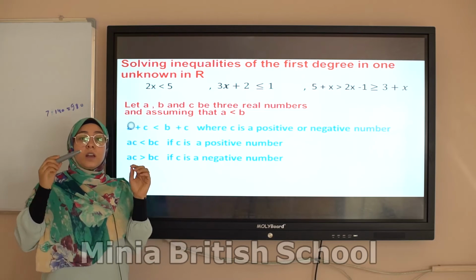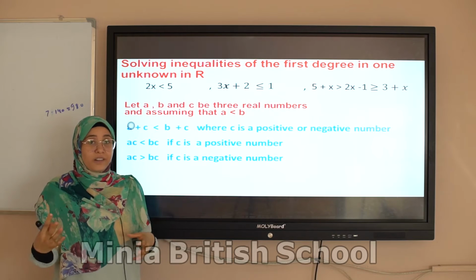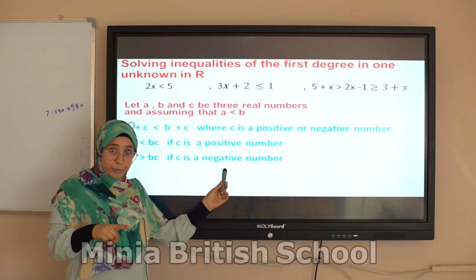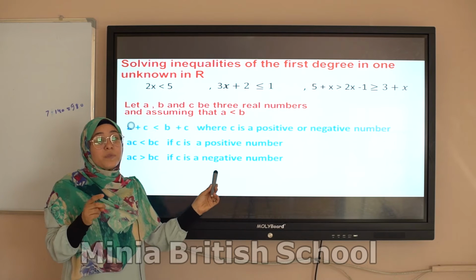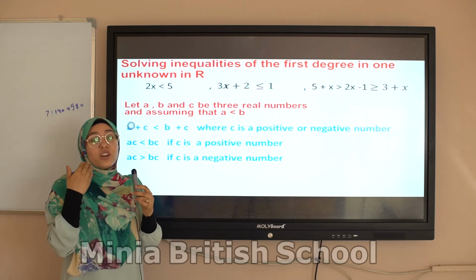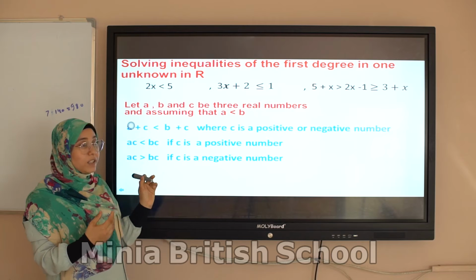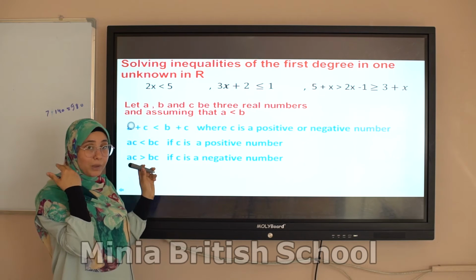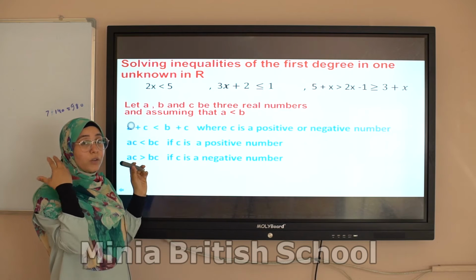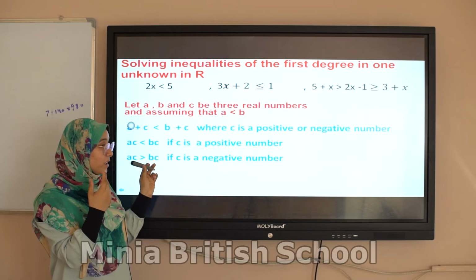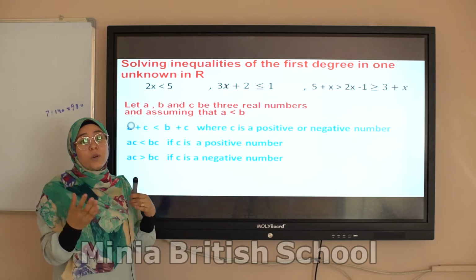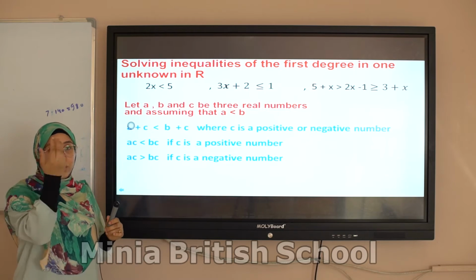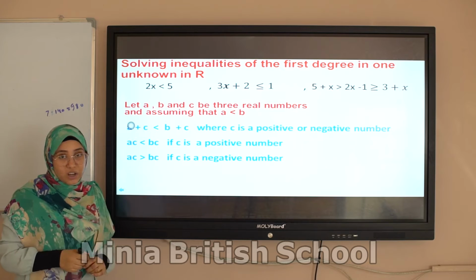Here, note something: the sign of the inequality changes to the opposite side. So, multiplying or dividing both sides of the inequality by a negative number, okay? We must change the sign of the inequality to the opposite side, okay? So multiplying or dividing both sides of the inequality by a negative number must change the sign of the inequality to the opposite side.